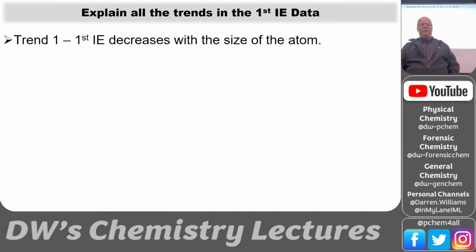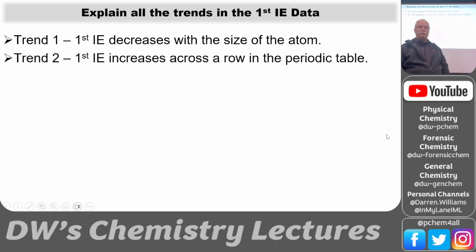Okay. So these are the trends that we see. The first ionization energy decreases with the size of the atom. We saw that with cesium being a huge atom, much easier to ionize than either hydrogen or lithium. The first ionization energy increases across a row of the periodic table. So we went from sodium to argon. You saw it go up. Sodium was low, argon was high. So as we go across the row on the periodic table, it gets harder and harder to ionize.